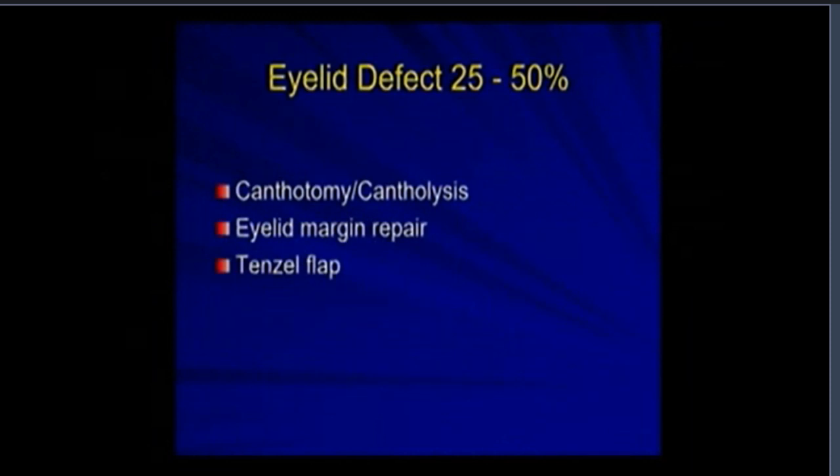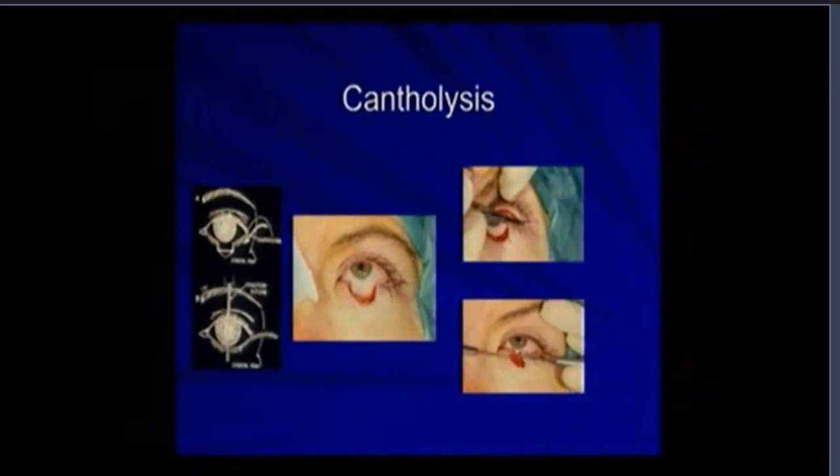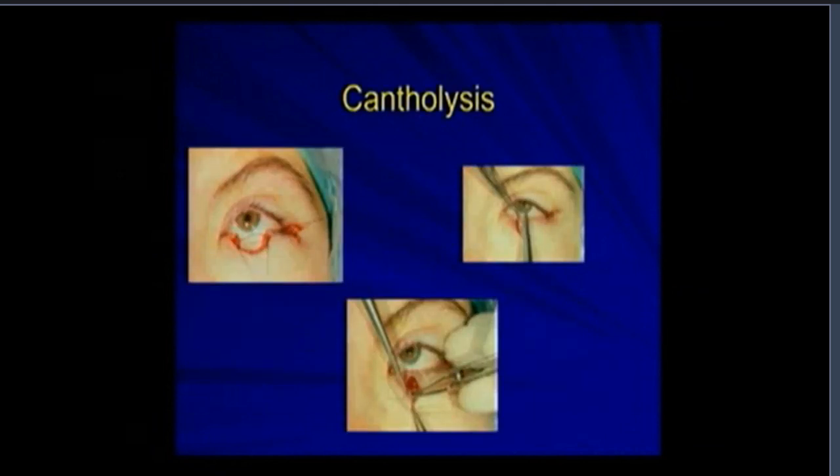If the defect is between 25 and 50%, we can do canthotomy and cantholysis with lid margin repair, and you can also do a tensile flap. This patient has around a 50% defect, and the way to close it is canthotomy with inferior cantholysis, so we can mobilize the skin. If it doesn't come all the way to the lid margin, you can combine it with the tensile flap. This is the appearance of the tensile flap. You can extend it so we can rotate the skin more. With just canthotomy and cantholysis, the defect was possible to close.